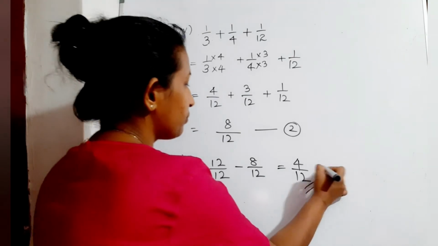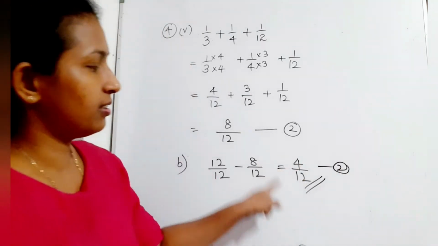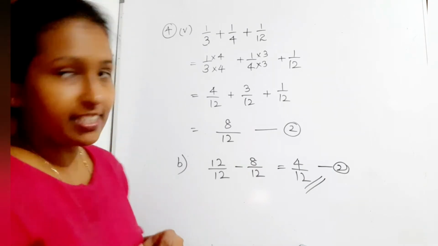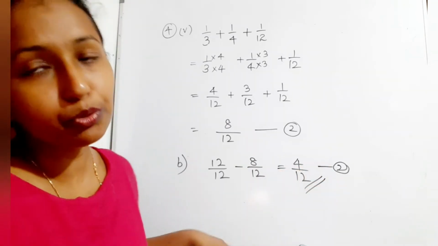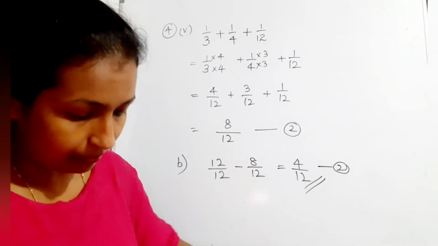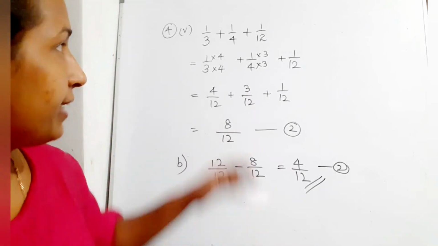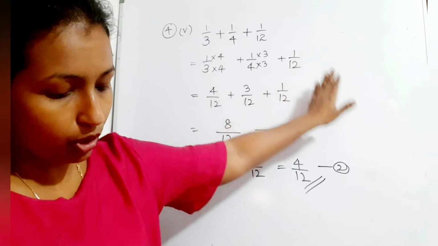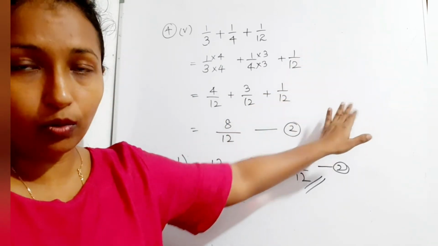Then 2 marks for the answer. No need to show the subtraction, but you will be given 2 marks for that answer. Then you can add the total marks for the 4th question and get the total out of 11.